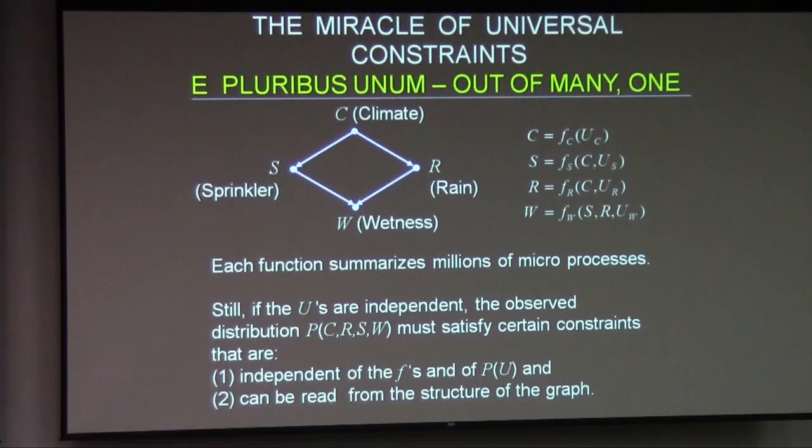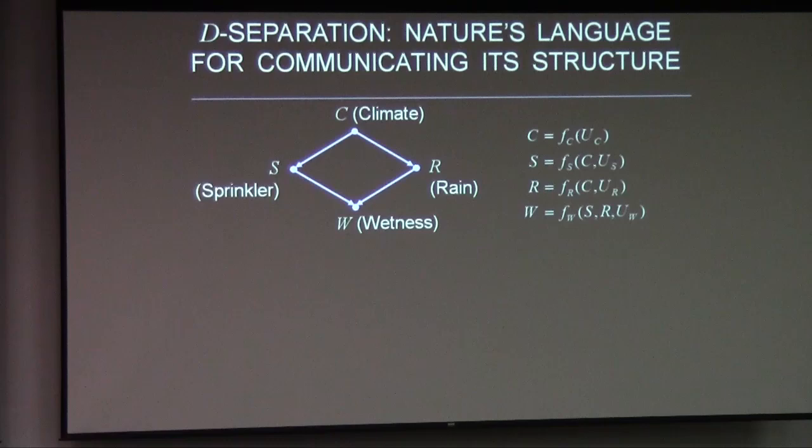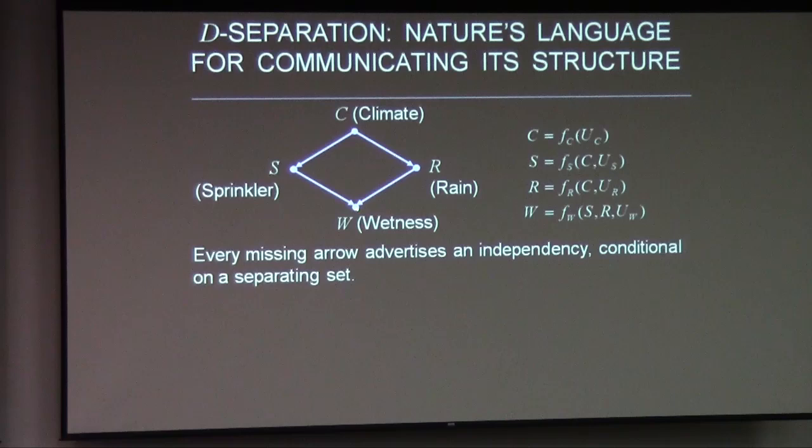What are they? If some of you know this operation, I'll just demonstrate it. Here it is. It says every missing link, every missing edge, advertises an independency conditional on a separating set. Here I have a missing link between climate and wetness. It tells me that in the distribution that you find, in the statistics, if you go to a neighborhood and measure the pavements all around, you will find that the climate is going to be independent of the wetness given S and R, sprinkler status and rain status. These are the separators. They separate that node from that node, because you cannot go from here to here unless you go through them. We call them separators.